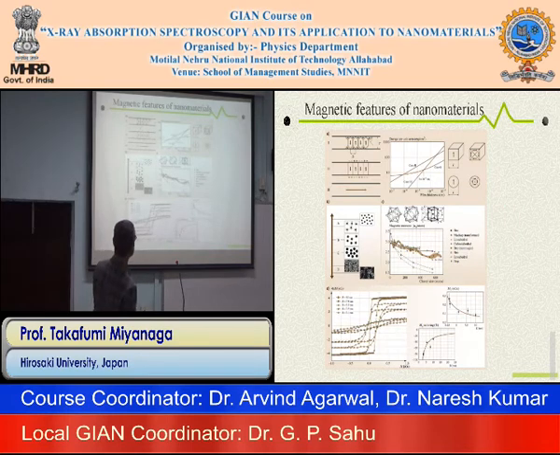The magnetic properties are also interesting when materials become nanosized. Here are the magnetic domains of rather larger systems. The magnetic domains look like this, and the surface domains are here. After an external field is applied, these magnetic domains move inside the material.